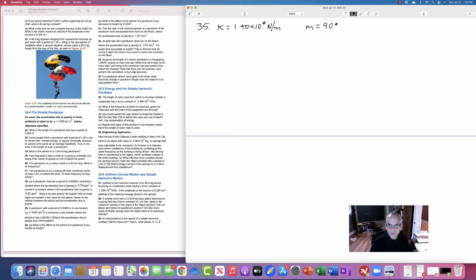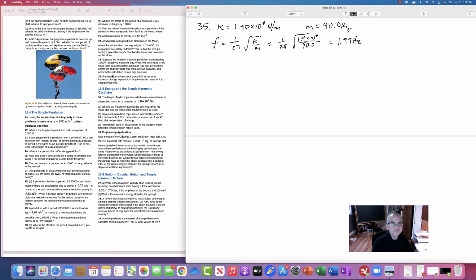So he's on this rope. So what frequency does he bounce? So f is equal to 1 over 2 pi square root of k over m. We put our numbers in here, we get 1 over 2 pi square root of 1.4 times 10 to the 4th divided by m, which is 90 kilograms. We do the math here and we get 1.99 hertz. So the frequency is 1.99.